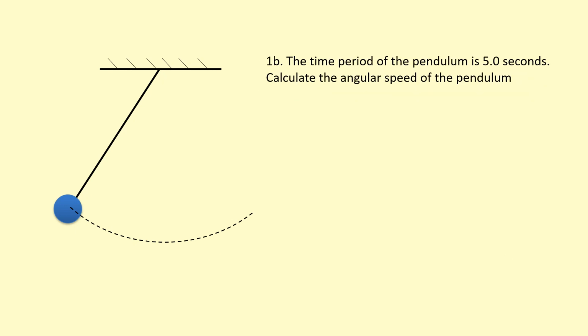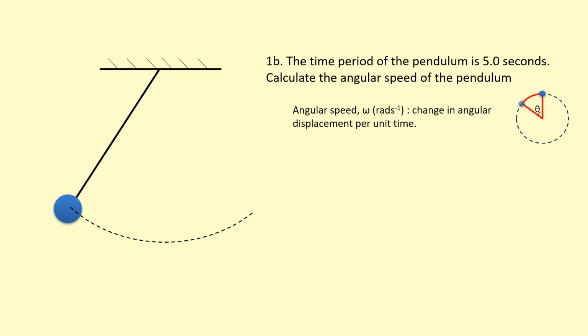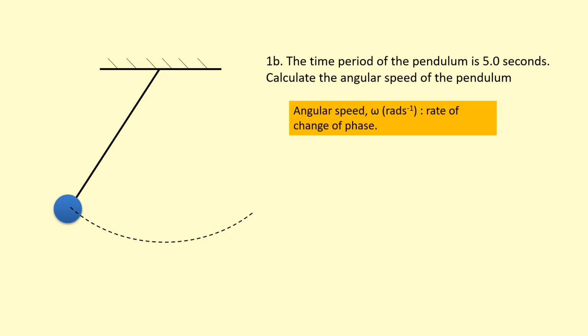Okay, the time period of a pendulum is 5 seconds. Calculate the angular speed of the pendulum. You might be familiar with the definition of angular speed from the circular motion topic, which is change in angular displacement per unit time. In this case, it's actually not the same. It's got nothing to do with this angle over here and how quickly that's changing. Instead, it actually represents the rate at which the phase of the pendulum changes. So you can use the same equation here, 2 pi divided by the time period. So in this case, 5 seconds. That gives us how quickly the radians is changing per unit time.